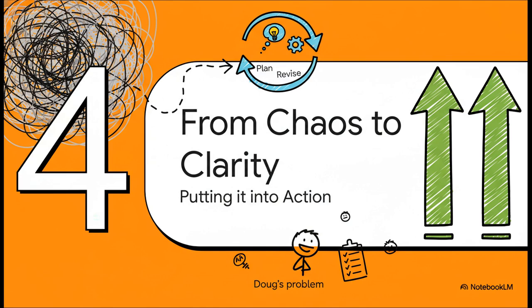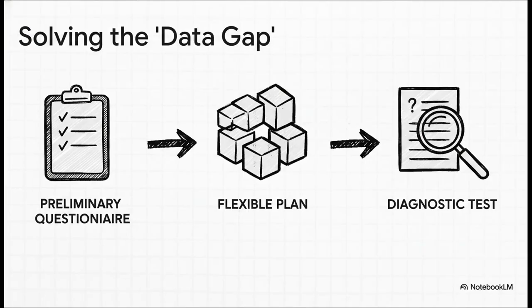Okay, so let's circle back to Doug and his big problem. Let's see what happens when we apply this map. Armed with this simple plan, act, revise framework, that totally chaotic request suddenly starts to look, well, manageable. All of a sudden, we have a clear path forward. So what about that huge data gap? How do they solve it? Well, using the framework, the answer becomes pretty obvious.